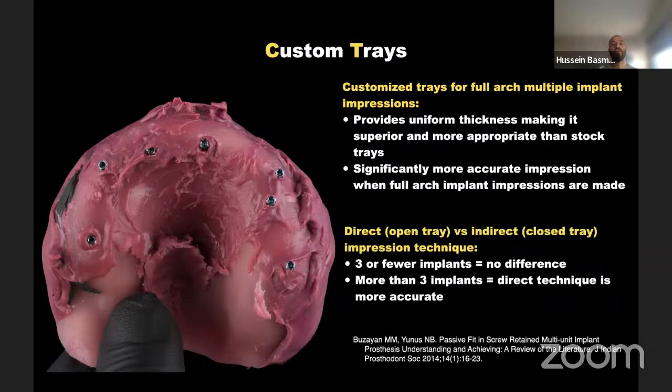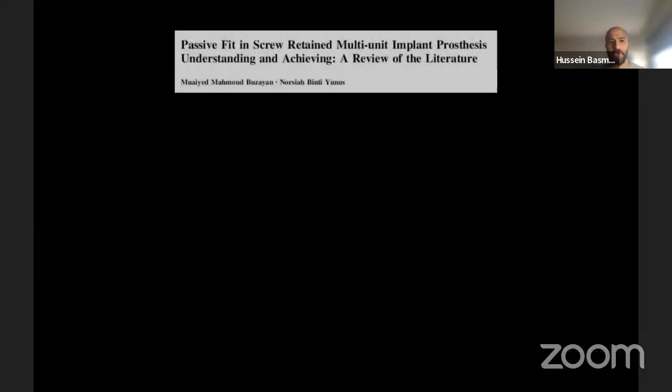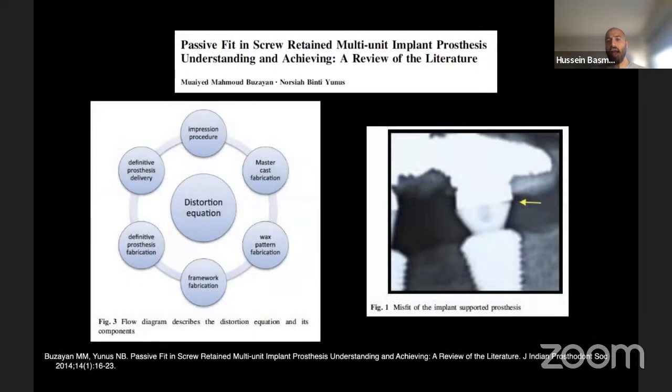And you can actually check if you want to use an open tray versus a closed tray, depending on how many implants you have. Okay, for more than 3 implants, the direct technique is always more accurate. So after we take the impression, after we put the moulage, we have to make sure before we take the impression that the verification jig is seated all the way.